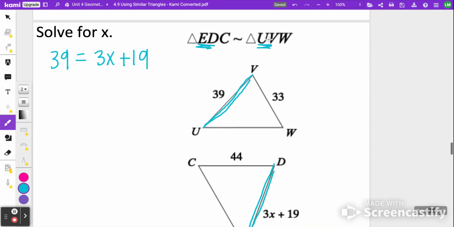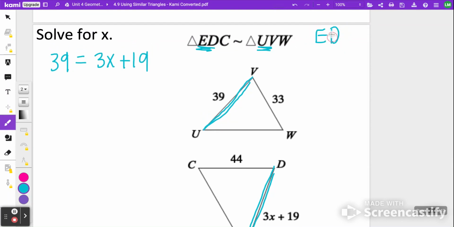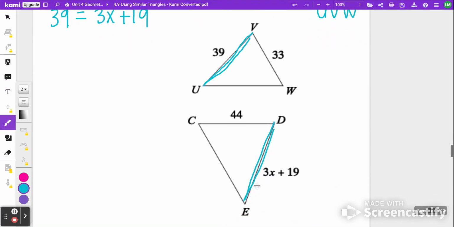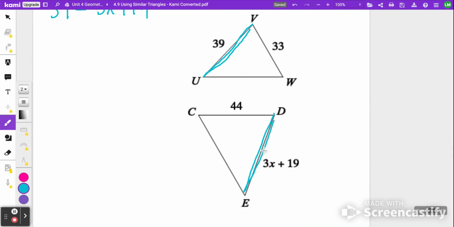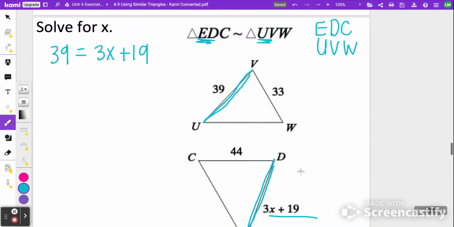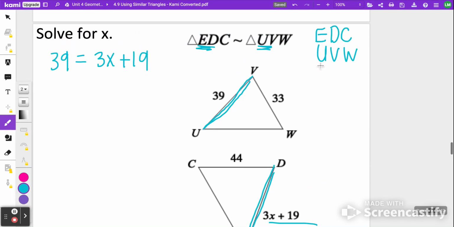Again, I found that by just doing the stack method that we learned back in the very beginning of chapter 4, EDC, UVW. I was concerned with letters E and D because ED has the 3x plus 19 and my main goal is to solve for x. So ED is right on top of UV and UV has that 39.